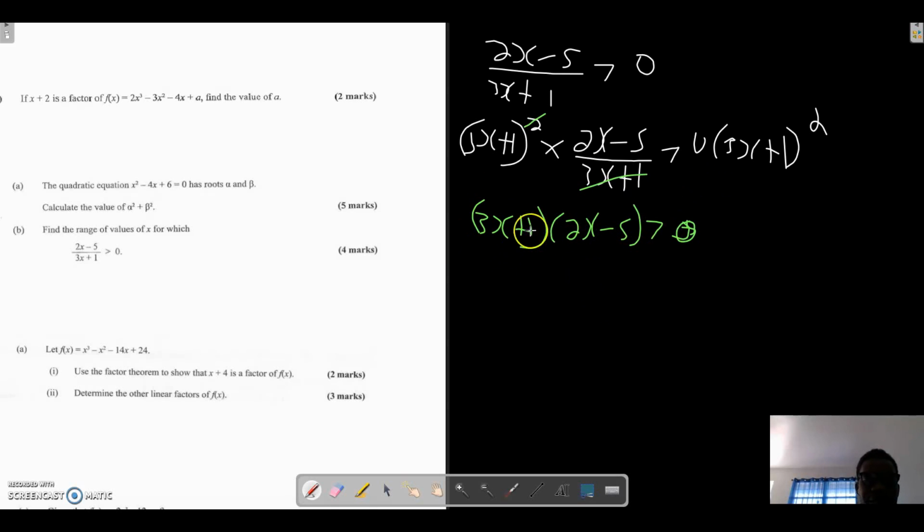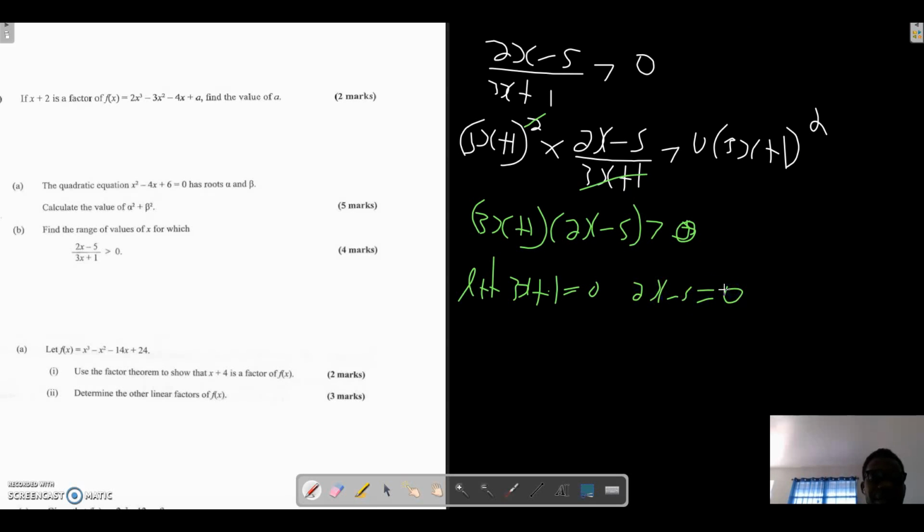So since this is in its factorized form, and it's being compared to 0, what I could simply do is write a statement that says let 3x plus 1 equal to 0 and 2x minus 5 equal to 0.